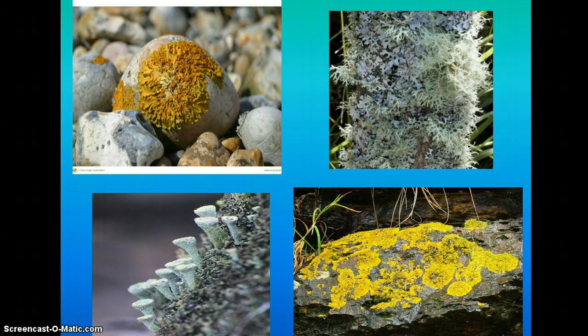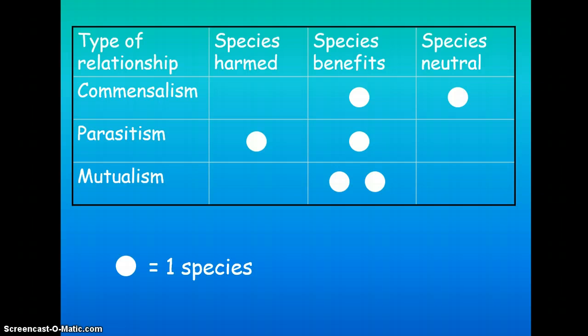Here's some more pictures of lichen. The algae and this fungi living together so they can both survive. So again, we have commensalism, parasitism, and mutualism. In commensalism, one gets benefit, nothing happens to the other. Parasitism, one is harmed and one gets benefited, and mutualism, they're helping each other out.